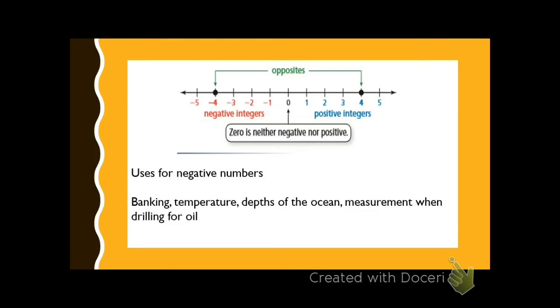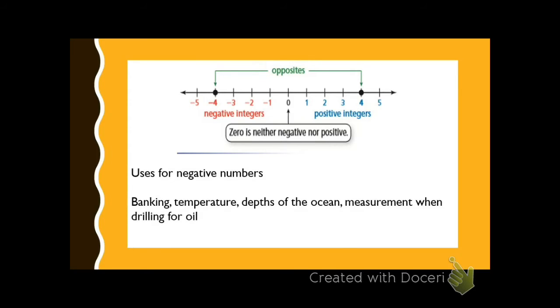Some uses for negative numbers: we use them in banking. It's not a good thing. If your bank account is in the red, or in the negative, that means you have spent more money than you have. You have written a check or charged something when you didn't have money to back it up. So that means you owe people money. Temperature: we don't really see temperatures like this in Florida, but there are places that have temperatures below 0. So that means extremely cold temperatures.